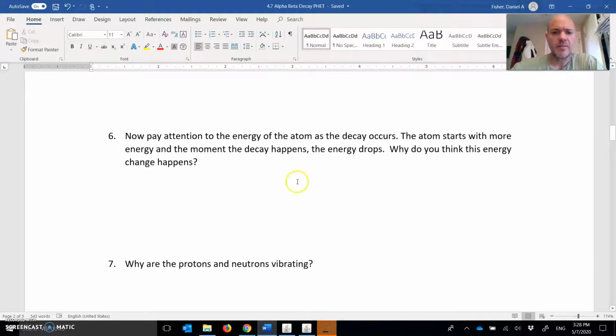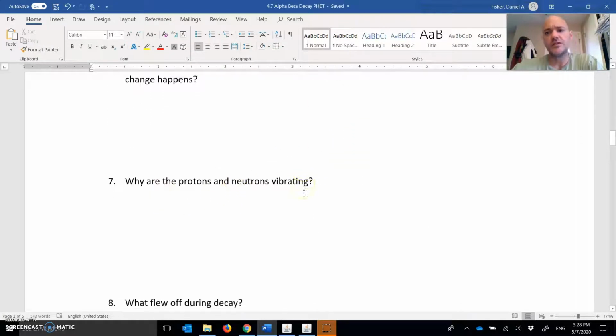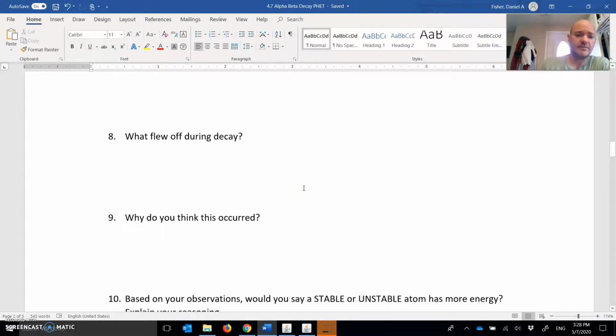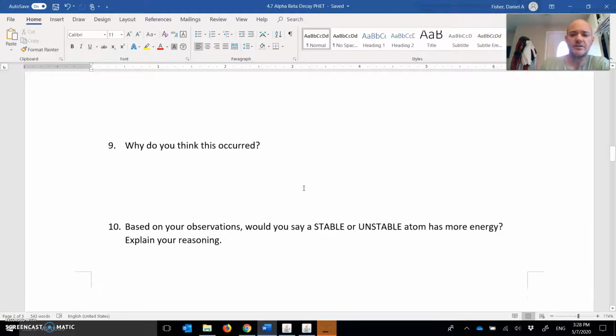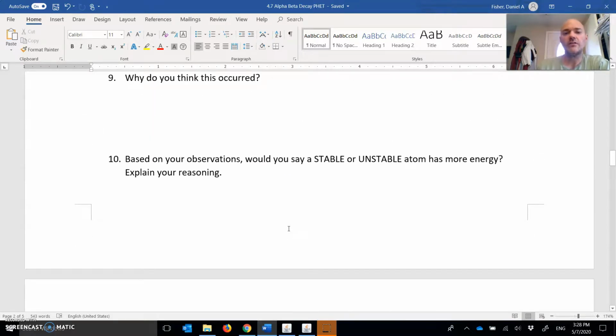And then think about the energy of the atom. Think about why protons and neutrons are vibrating. What flew off during decay? Why do you think this occurred? And do you think something that is stable or unstable has more energy, and why? All right. Those are all of the things I want you to answer for part 1. So I'm going to stop right there, and we'll come back with part 2 in just a second.